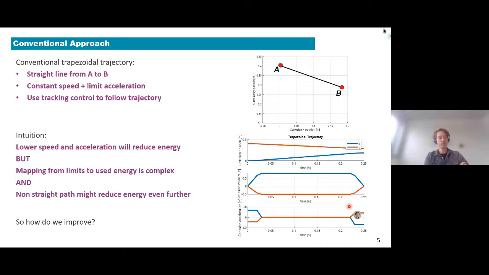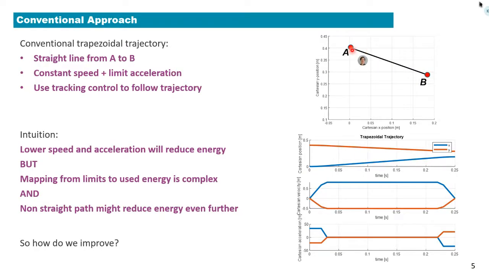Maybe for comparison, let's talk quickly about the conventional approach for these kinds of pick and place robotics applications, but actually something that is often done for most motion systems. It's basically: plot a straight line from A to B, then try to run at a constant speed for as much of that path as you can, limiting the initial acceleration around A and the final deceleration around B. Again, using tracking control.